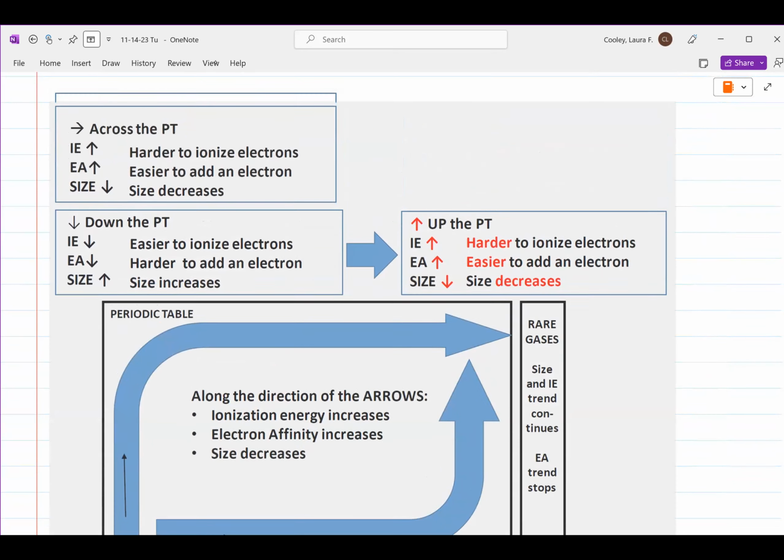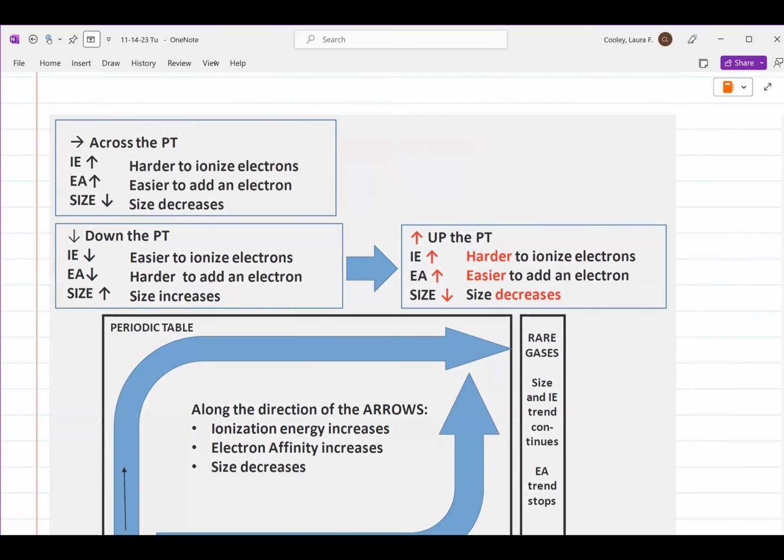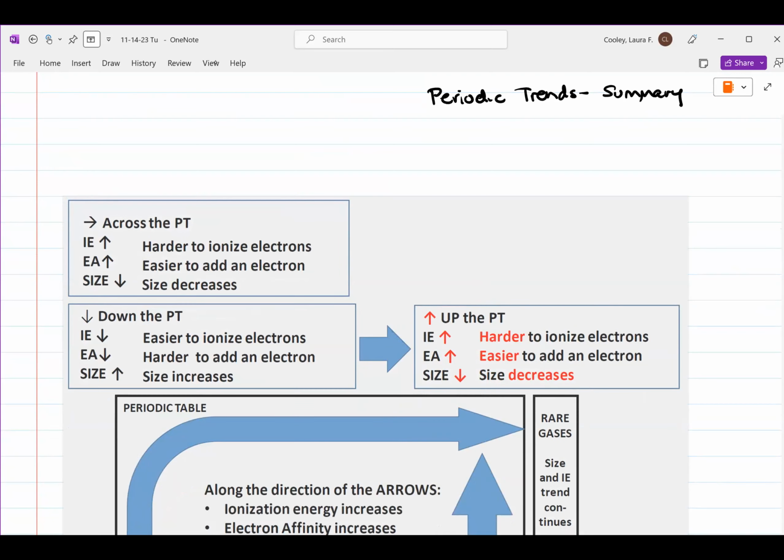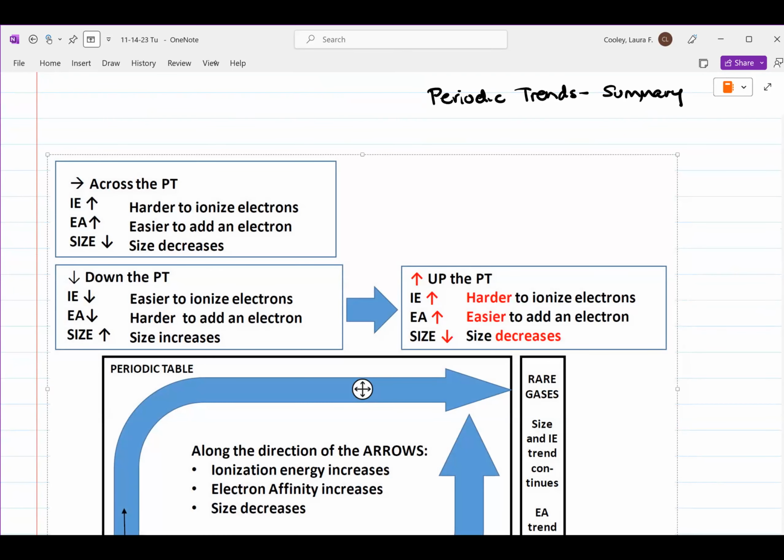Okay, so here's the thing. Let's focus on the top part of this handout right now. As you go across the periodic table, we have these trends. We have an increase in ionization energy. It's harder to pull an electron away. We have an increase in the affinity of an atom for an electron and the desire to accept an extra electron. So it's easier to add an electron. Size decreases as you go across the periodic table.